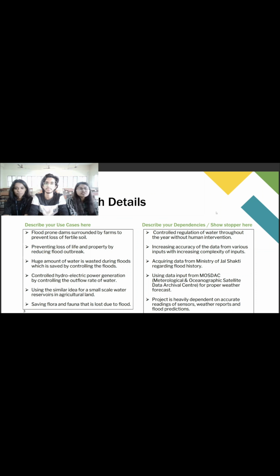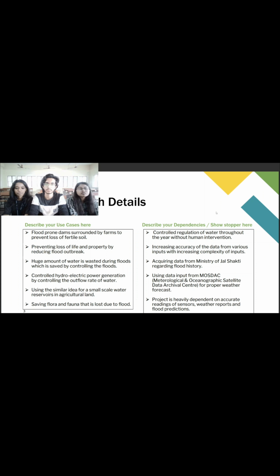Huge amounts of water are wasted during floods, which is saved by controlling the floods, so we can put the flood water to good use by preventing the loss of the water during floods. Also, additionally, we can design hydroelectric power generation in the project. So we can also use the energy generated by this project to run our project. Also, in various ways, we can use this hydroelectric power generation, and also use a similar idea for small scale water reservoirs in agricultural land. We can use this idea in agricultural land.